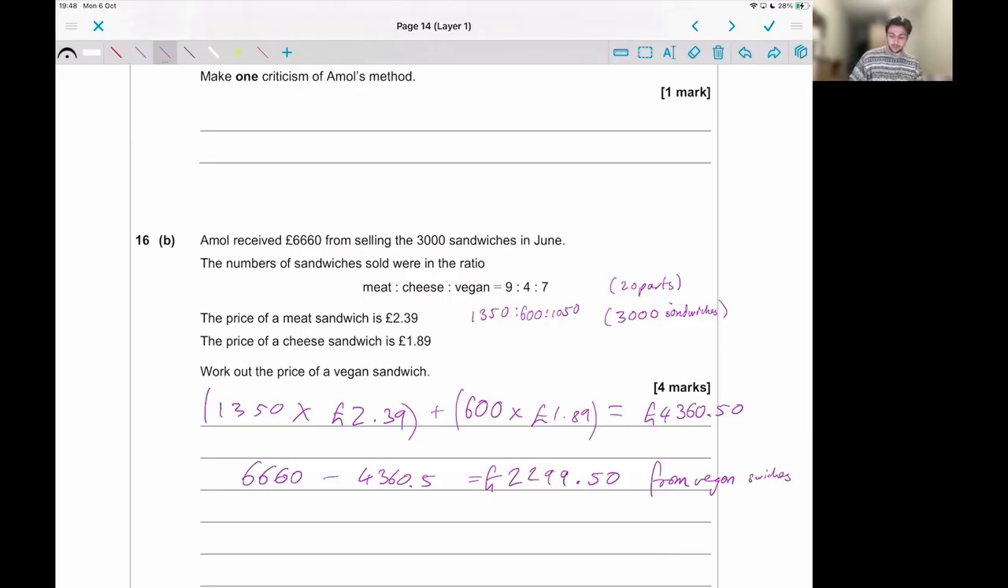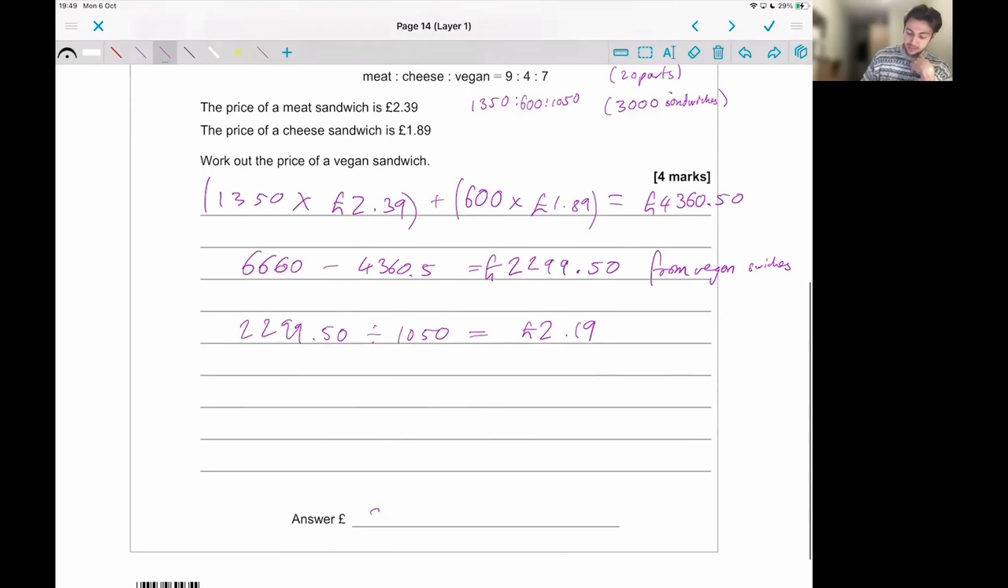So what do we need to do now? Well, we know that he made and sold 1,050 vegan sandwiches. We know that he made that much money from them in total. So how much money did he make from each of them? We divide that money by the number of sandwiches to get £2.19. So 2299.5 divided by 1050 gives us £2.19 per vegan sandwich. And that is our final answer. So we can write that down here, £2.19.